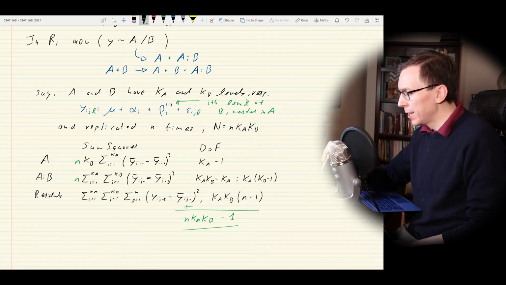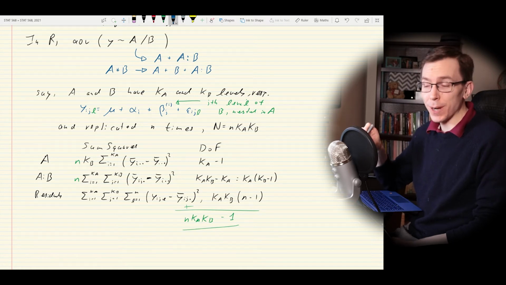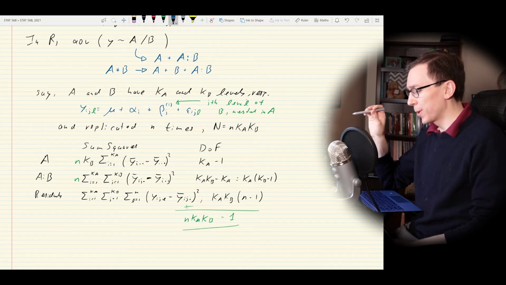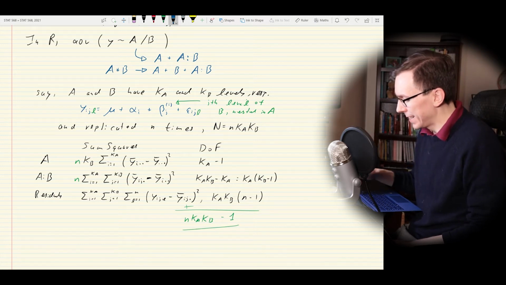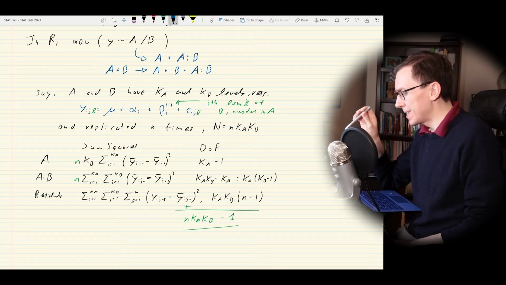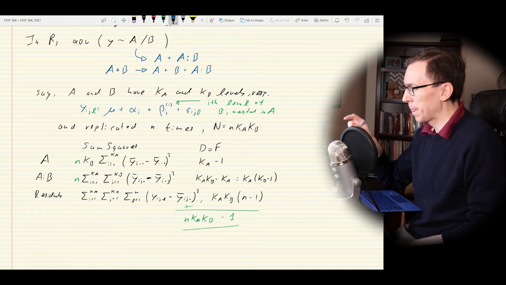Right, so again, what you have here is a slightly different testing scenario from two-way ANOVA, because we're only testing B within A, and what it means is that we need a bunch of degrees of freedom to actually test B within A.